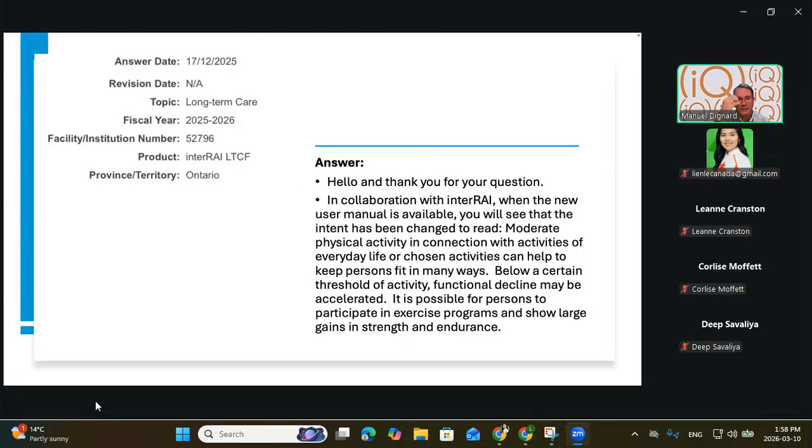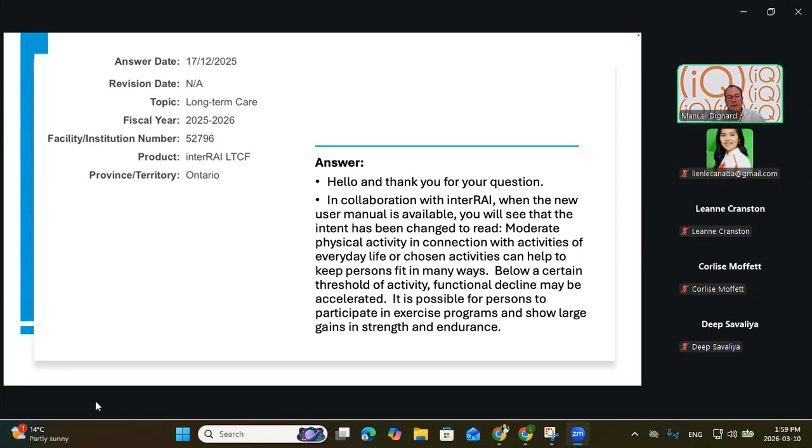So their answer, okay: in collaboration with interRAI, when the new user manual is available, you will see that the intent has been changed to read, moderate physical activity in connection with activities of everyday life or chosen activities can help to keep persons fit in many ways. Below a certain threshold of activity, functional decline may be accelerated. It is possible for persons to participate in exercise programs and show large gains in strength and endurance. So that's the answer they sent.